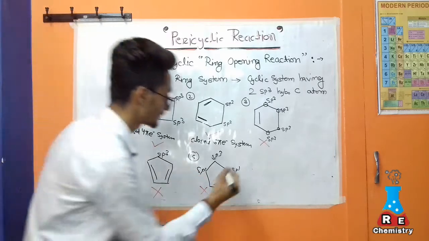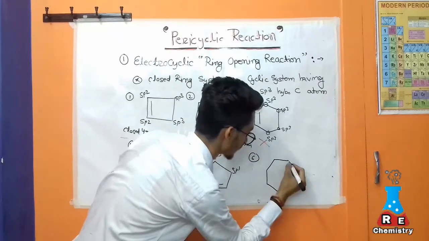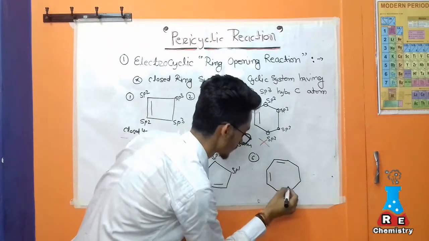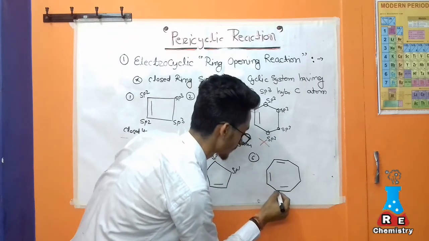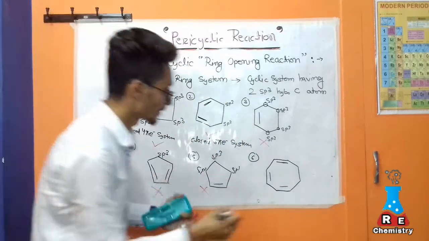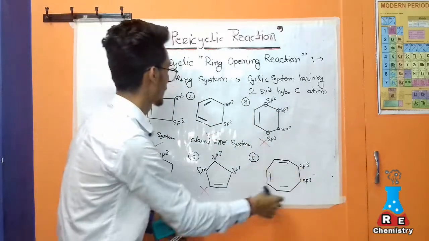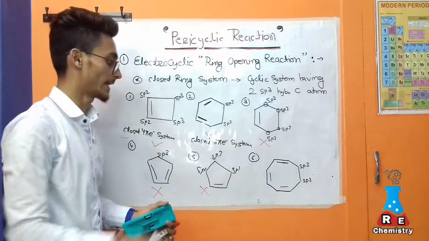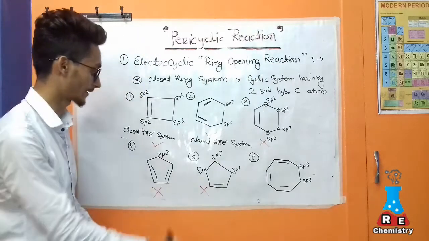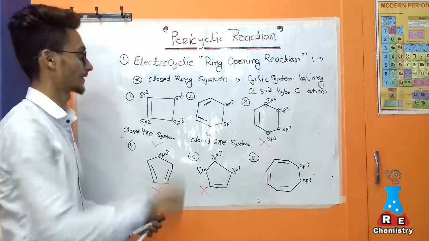The next example has 2 sp3 hybridized carbon atoms, so it is also an example of a closed ring system, and it undergoes electrocyclic ring opening reactions. The other two do not undergo ring opening reactions. This is an example of a closed ring system.